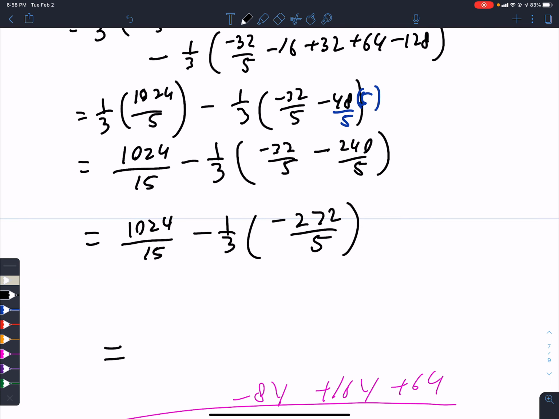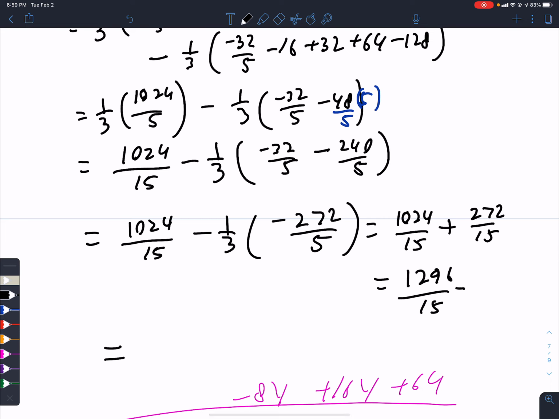And then, let's keep going. 1024 over 15 minus, well, it's going to be plus, because minus and negative. So plus 272 over 15. And we're going to add those up. And we're going to get 1,296 over 15 and divide that, 86.4.